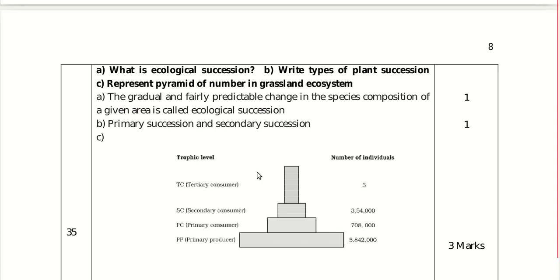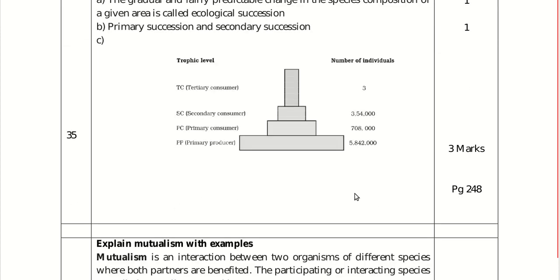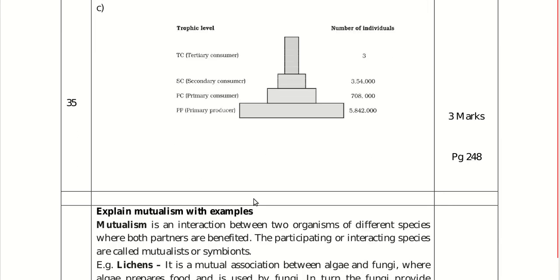Now the pyramid of number in grassland ecosystems. You have to write that the primary producers have a definite number; you can give the number of individuals like 5,842 plants as primary producers. Primary consumers are 708. Secondary consumers are 3,54,000. Tertiary consumers are only 3. So this is how they vary in the grassland ecosystem, the pyramid of numbers, but it's an upright pyramid.